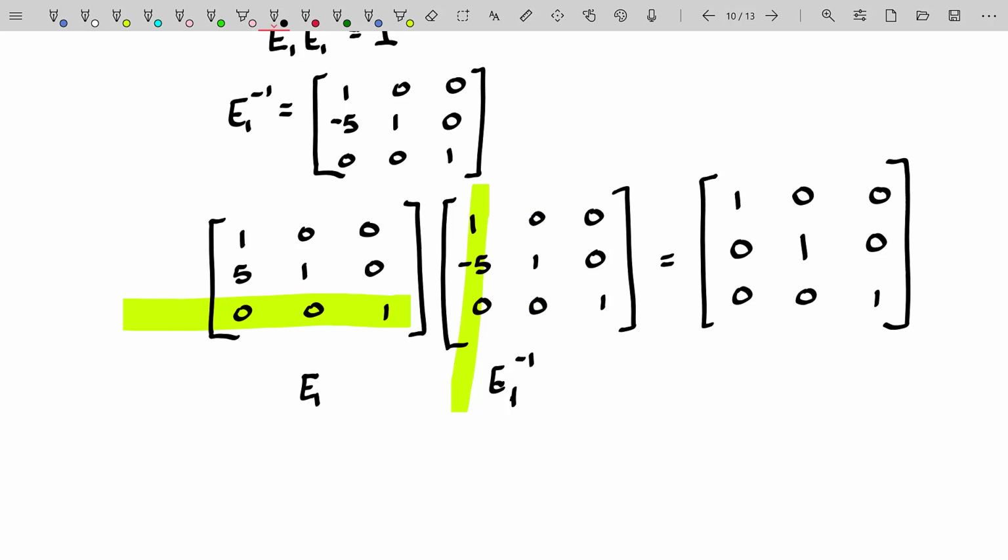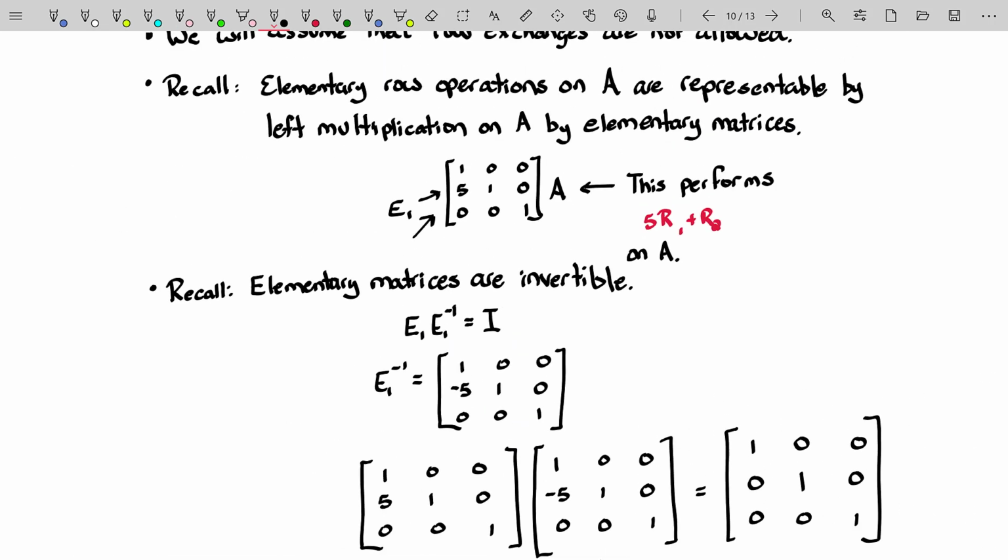That's fairly convincing, hopefully to you it is, that when I want to undo an elementary matrix, especially a row replacement elementary matrix, one that takes, let's say, 5 times row 1 and adds it to row 2, well, you'll take the inverse by just doing the negation of that, -5 times row 1 and adding it to row 2.